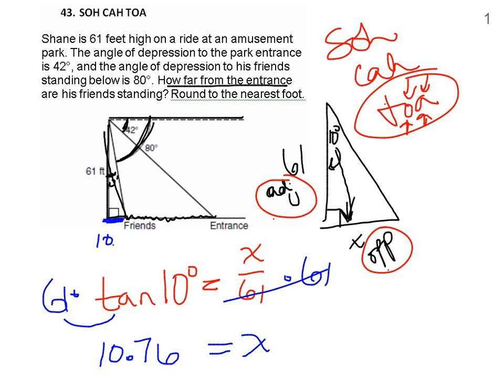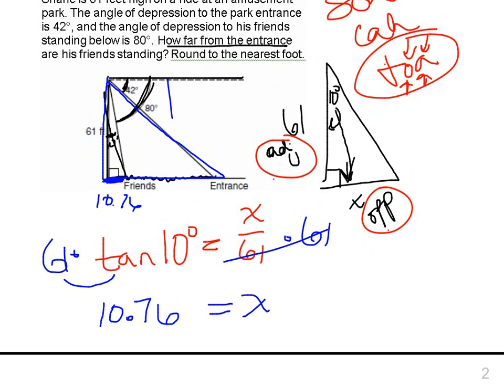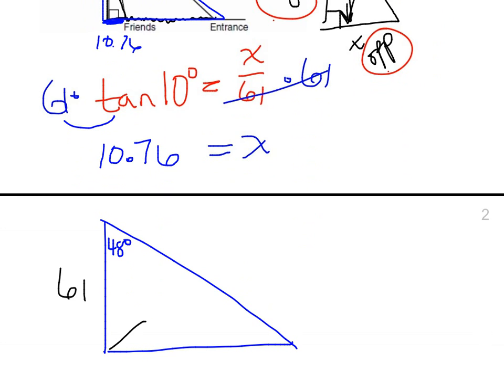Now we have to know this whole distance all the way across so that we can find the distance from the friends to the entrance. So we have to identify the other right triangle in this problem, which is right here. Now this time we're going to have a different angle. This whole thing is still 90 degrees, so we just subtract 90 minus 42. That gives us 48 for this angle. So I'm going to redraw that, 48 degrees here.